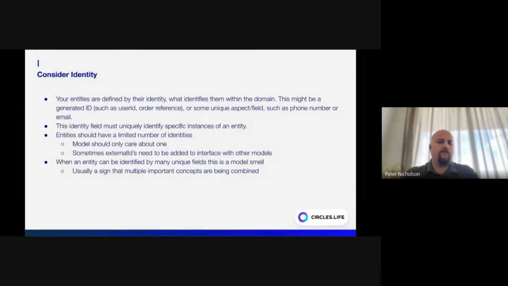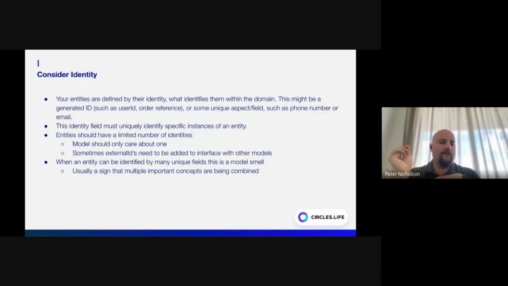Lastly, you want to consider identity when you're thinking about your entities, right? How are these things identified? And ideally, each entity should have one primary key identifier type field, order reference, user ID, something that can be shared across the platform and safely with our end users to identify what we're talking about.